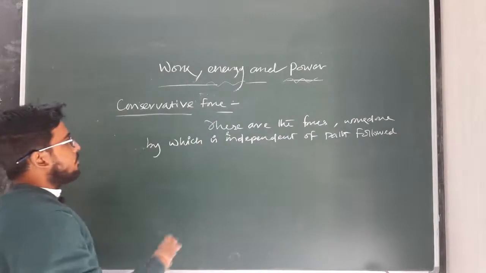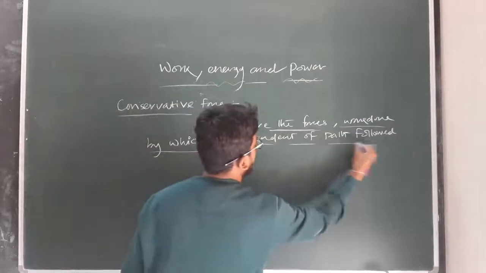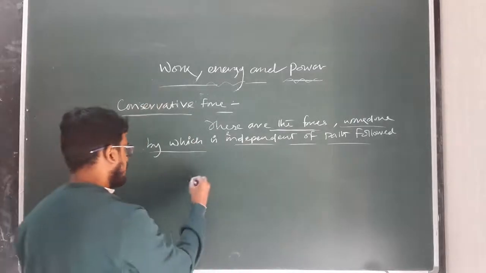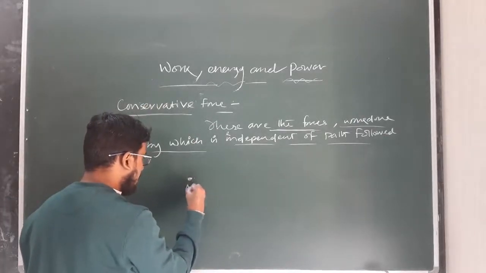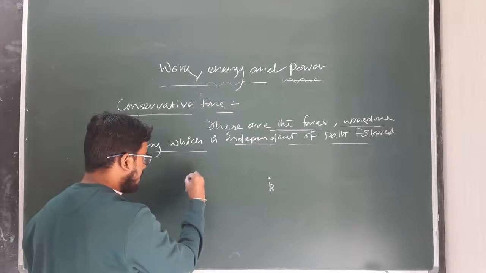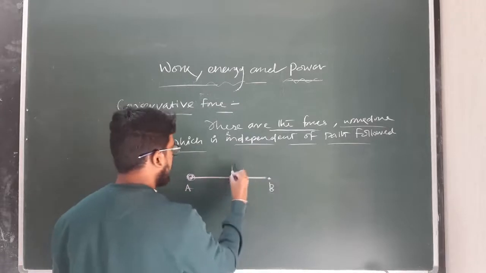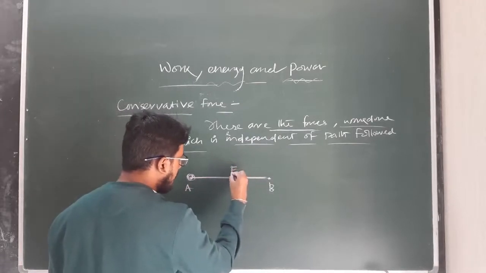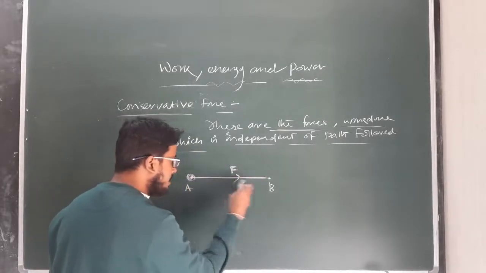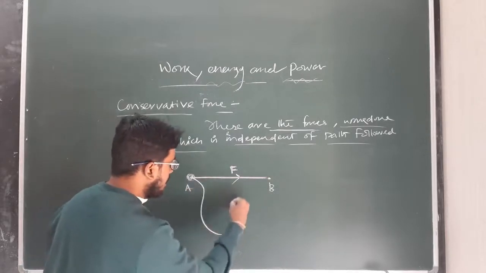Okay, so conservative forces are the forces, work done by which is independent of the path followed. That means work done by this type of force does not depend upon the path. For example, if this is the point A and this is a point B, I am displacing a body from A to B by covering this path by application of an external force F. If this force applied is a conservative force, then the work done by displacing this body from A to B along this path will be the same as that if I am displacing this body by covering a path like this.